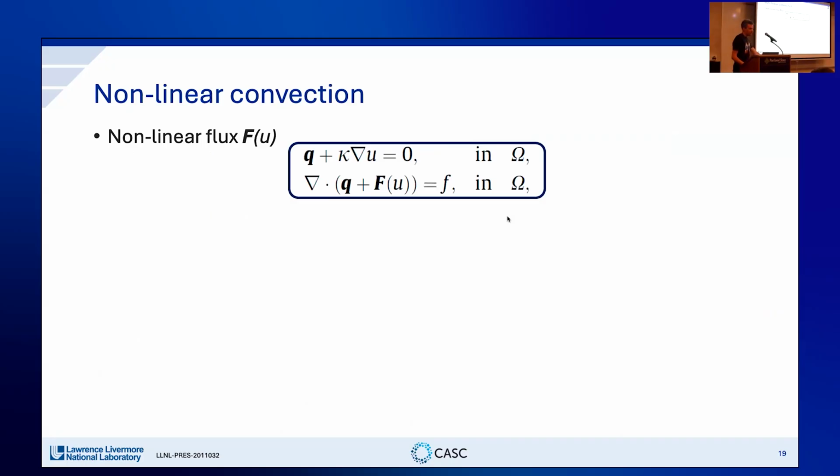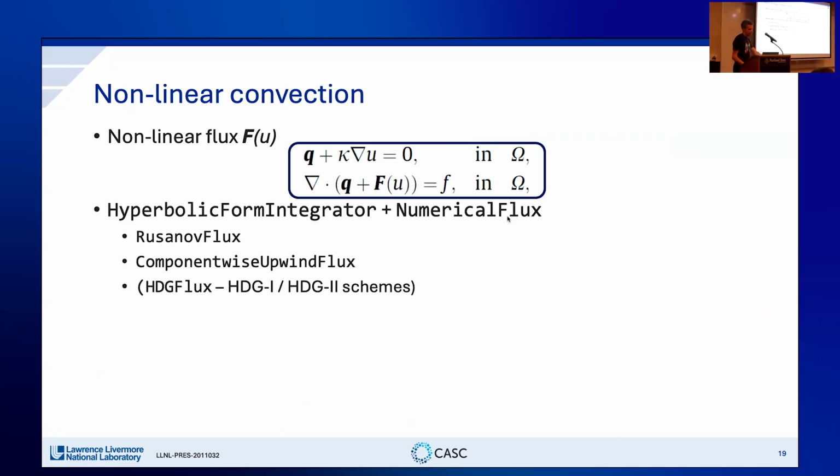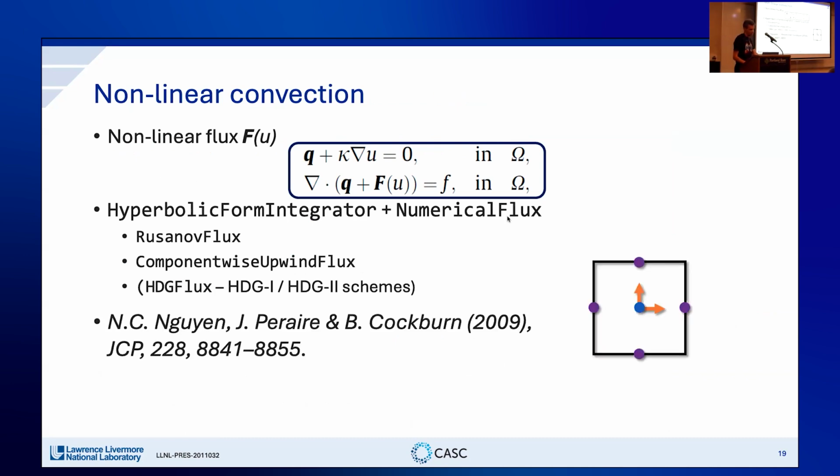We have also nonlinear convection, so then the flux is generalized, some general function. So here we use the framework of MFEM for that. So hyperbolic form integrator combined with some numerical flux, like Rusanov or component-wise upwind, or specifically for HDG, there are these two, but I'm not going into details here.